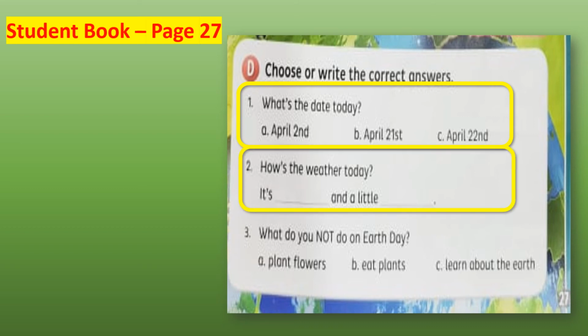Number 2. How's the weather today? Write the 2 weather words from the story that say how the weather was today in the story. You have 10 seconds. Write the words, please.